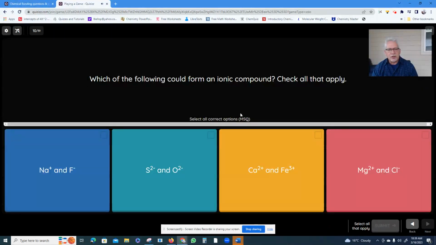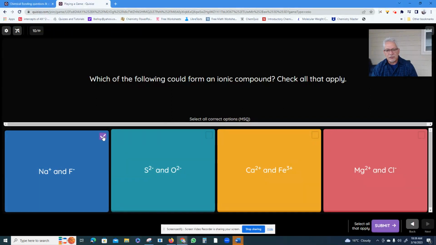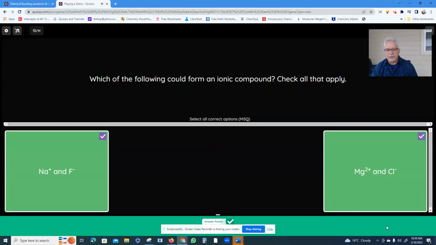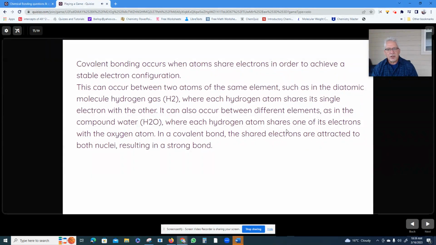Which of the following will form an ionic compound? Okay, sodium and fluorine will form, and sulfur and oxygen are non-metals. I will say no. Calcium and iron are metals. So the next pair will be magnesium and chloride actually, because it's an ion already. Yeah, that's the correct answer.